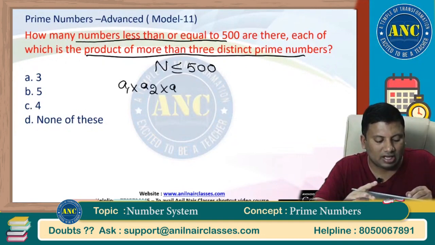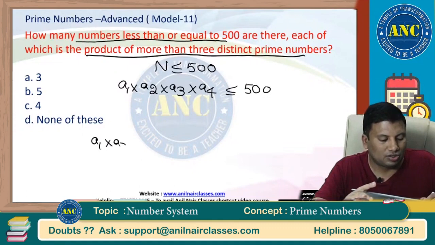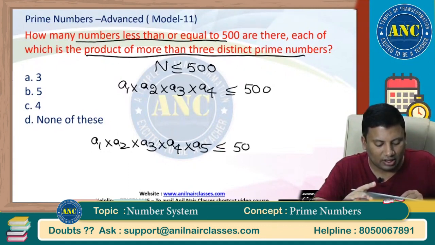So let me start with 4. A1 into A2 into A3 into A4 less than or equivalent to 500. It can also be A1 into more than 4, right? So it can be A1 into A2 into A3 into A4 into A5 less than or equivalent to 500.